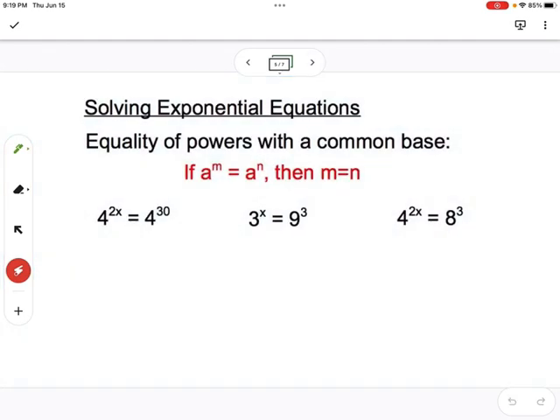Now moving to solving equations. Reminder here, when we want to solve an equation, we need a common base. Once they're in common, we can drop the base and just solve the exponent. So the first question here, 4 to the exponent 2x equals 4 to the 30. Because those have the same base of 4, we can just drop the base and we're going to have 2x equals 30. Rearranging, x equals 30 divided by 2, and our x value is 15.